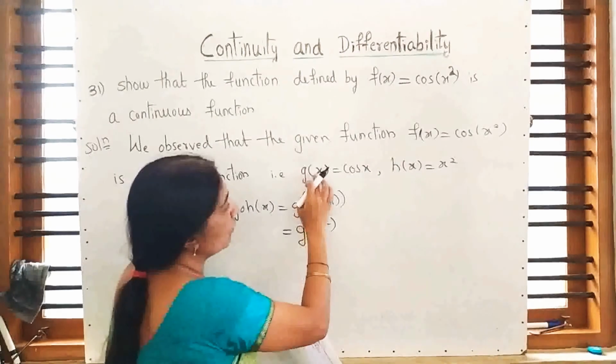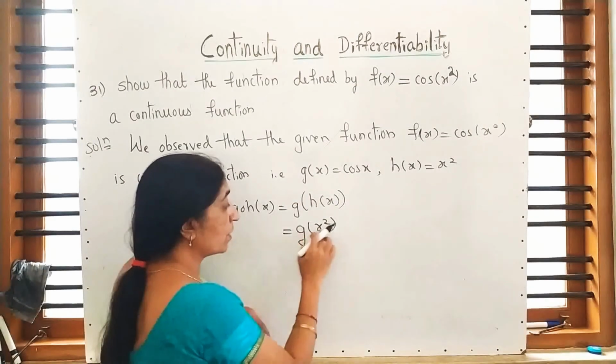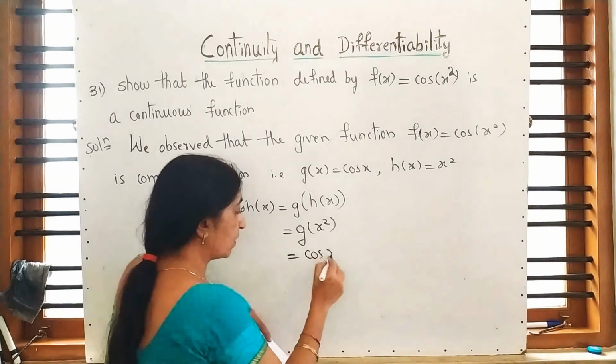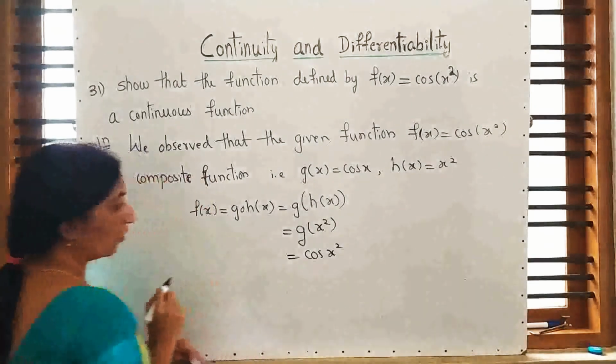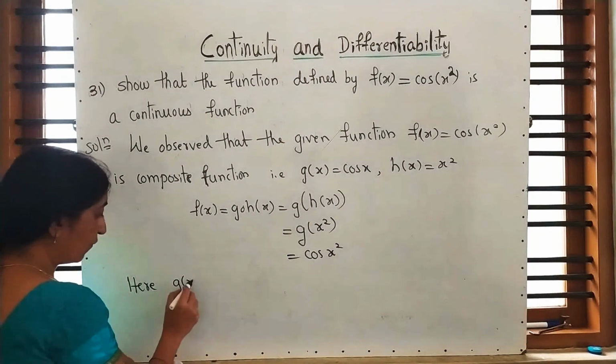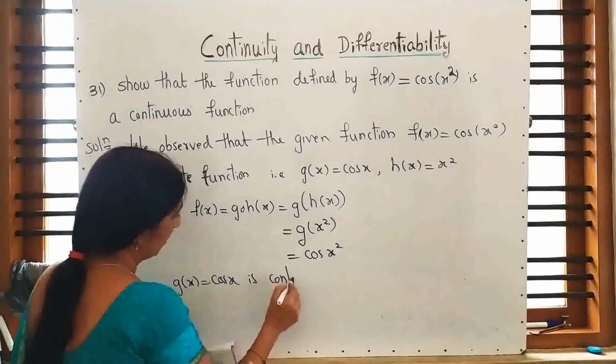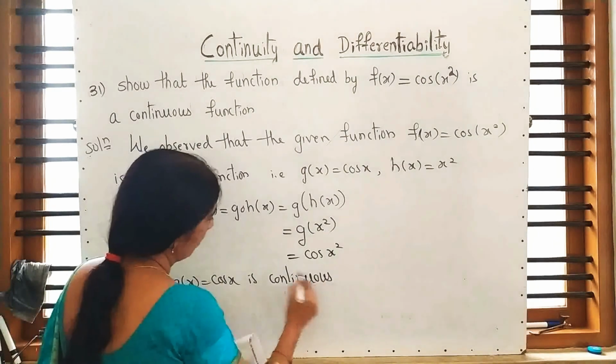See here, g of x is cos x. Whatever the value, that value comes as an angle. Then what is g of x square? g of x square is cos x square. Correct or not? Here, g of x is equal to cos x, which is a continuous function. Already you are familiar.